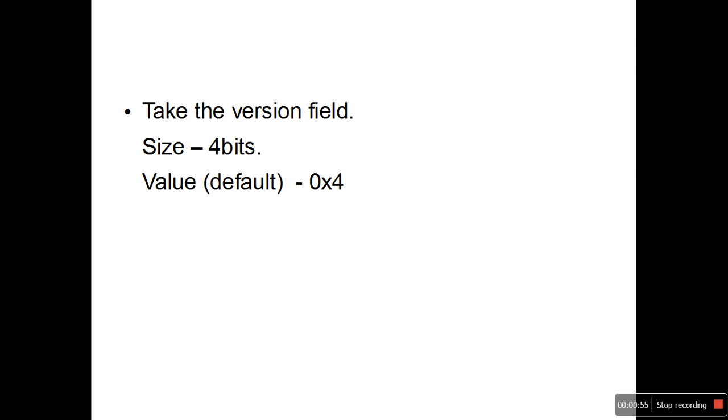Take the example. You have the version field. Its size is 4 bits. But the default value we know in IPv4 is the decimal digit 4 or the hexadecimal digit 0x4. In a similar manner, you can always initialize values of your IP header to be something by default.